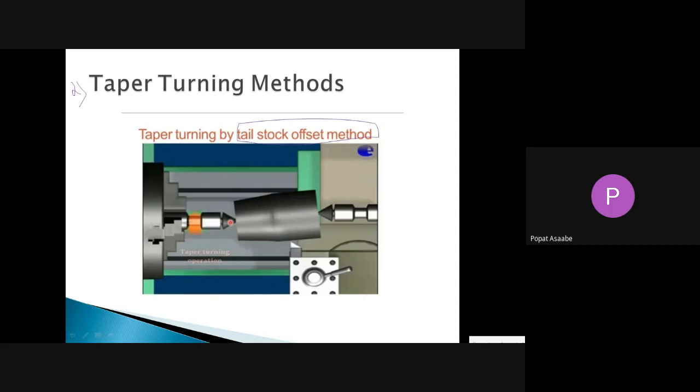And what is meant by the offset? Yes, anybody? What is meant by the offset? Shaft's center to center offset. Means what? Please tell me what is meant by the offset.